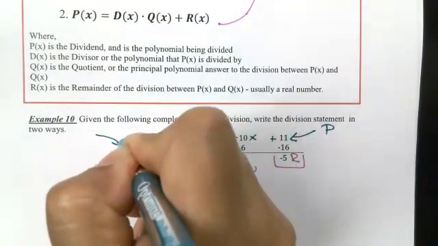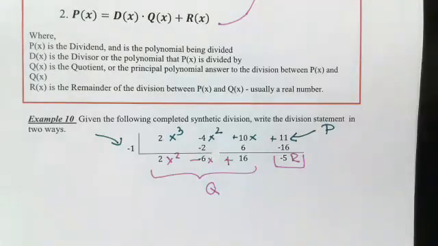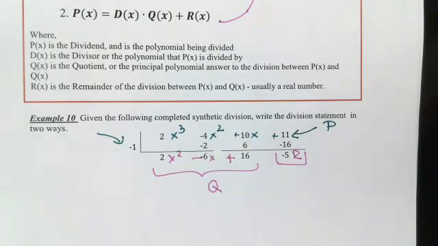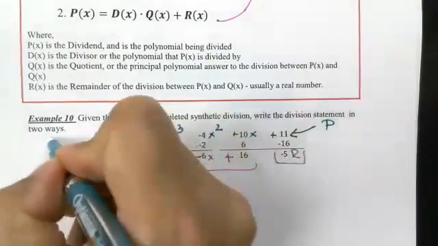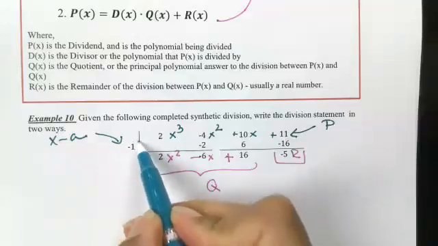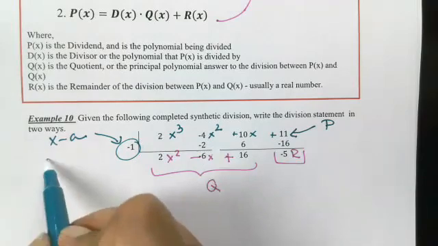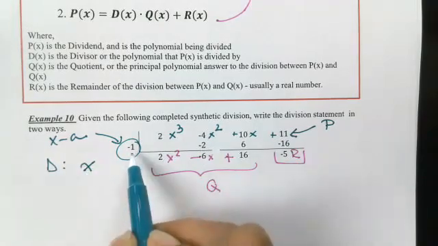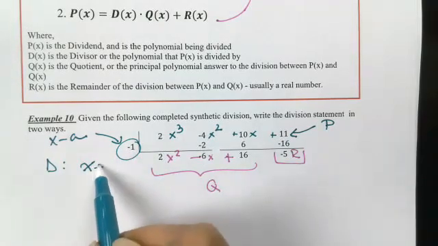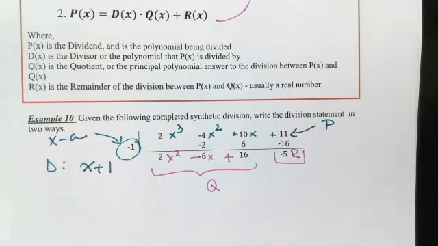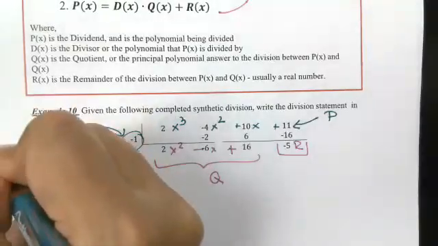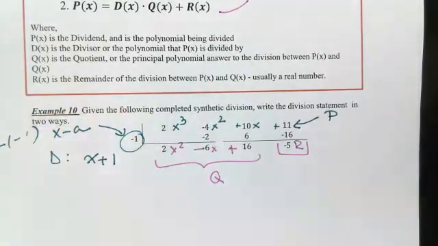And then on the left here is the simplified version of the binomial x minus a. But remember, we read it oppositely. So now when we put it back in the form x minus a, we're going to, again, use the sign in an opposite fashion. So what's the divisor? It's going to be x, not minus 1, plus 1. Or in other words, x minus minus 1, that becomes x plus 1.